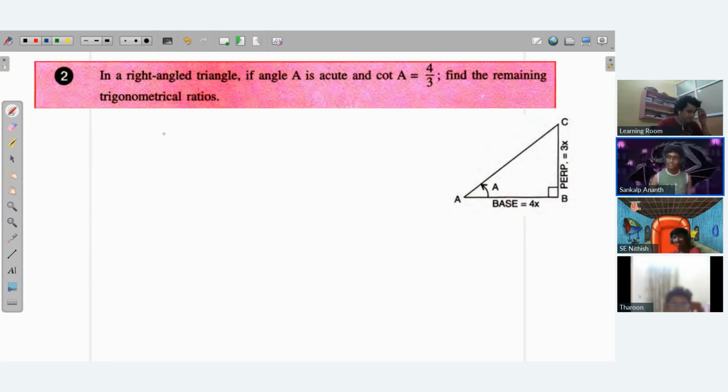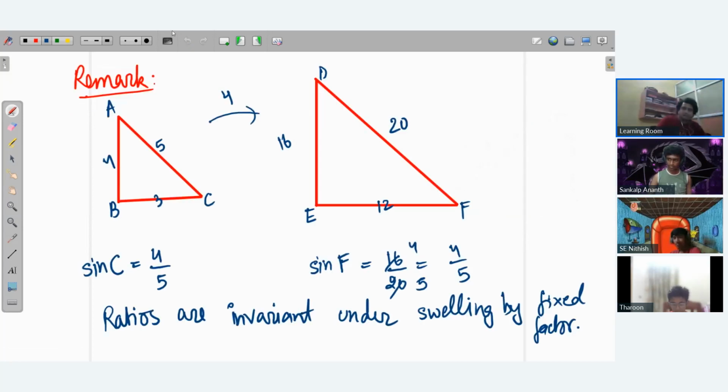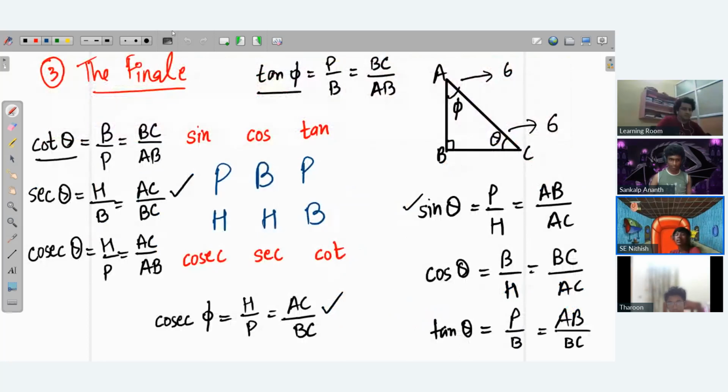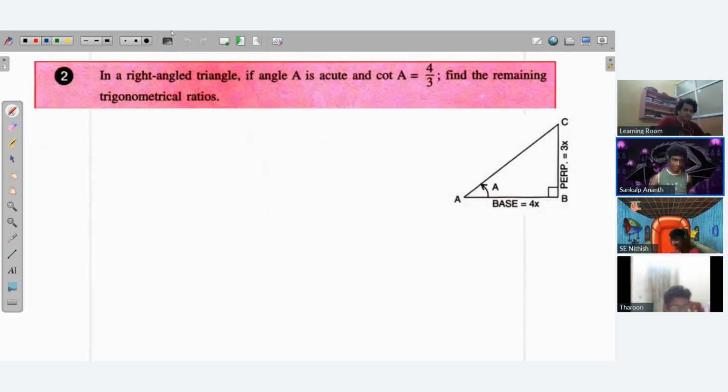Sec is what, sir? Sec is opposite of sine, right? The opposite of cos. Oh yeah, sorry, cot. Cot is 3/5. So I'm getting minus 7x square, sir. No, the hypotenuse is this. Sir, I found it. Root minus 7x square, so what is this, sir?